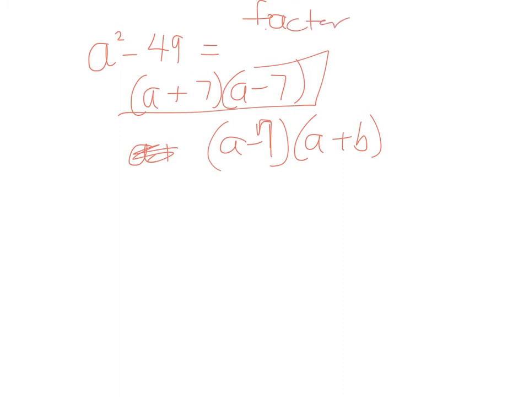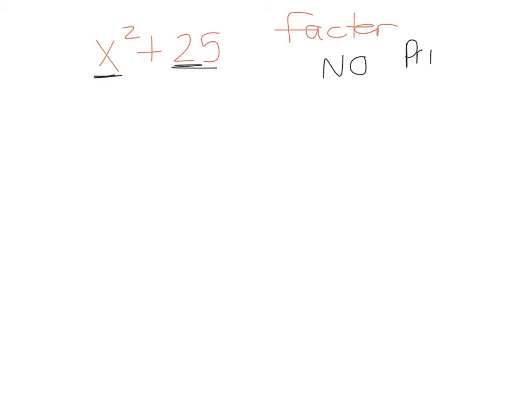Now, we need to talk about when you have a plus in between. So if I give you x squared plus 25, and I say, can you factor this? Well, these are both perfect squares. X squared and 25 are perfect squares, but it has a plus in between, not a minus. Therefore, no, you can't factor it, and it's going to be prime.